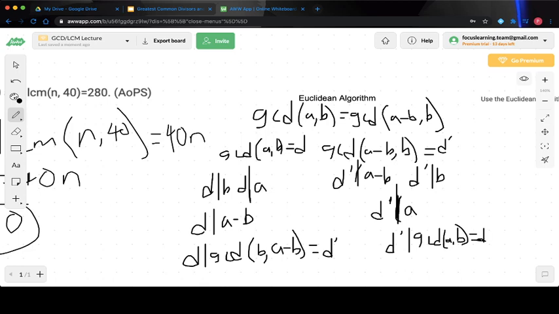Now, since D divides D prime and D prime divides D, this shows that D prime equals D. Therefore, since D equals the left-hand side of the original equation and D prime equals the right-hand side, we've shown that the greatest common divisor of A and B equals the greatest common divisor of A minus B and B. Now, this is an incredibly powerful fact that we can use to complete the Euclidean algorithm.